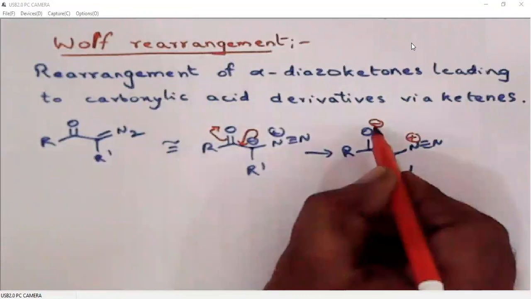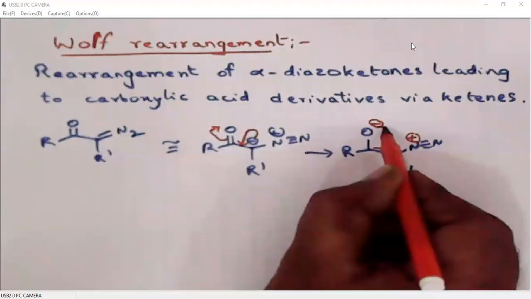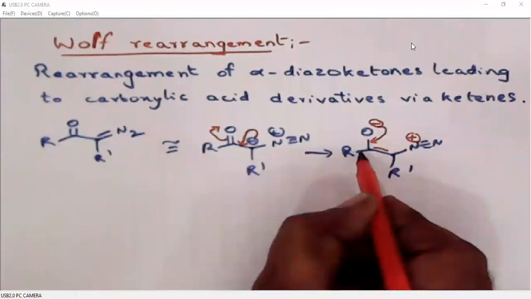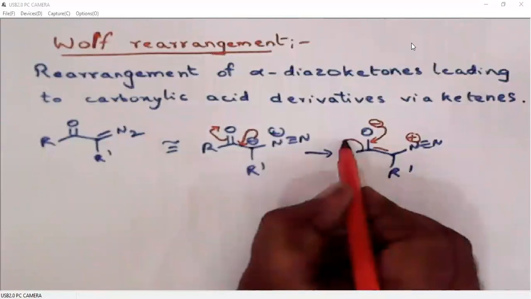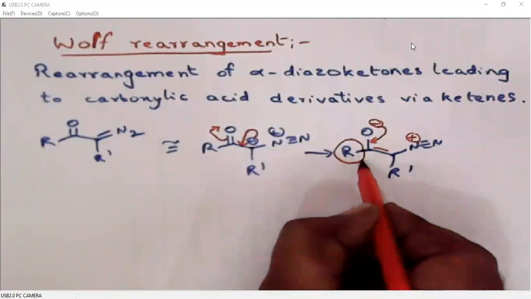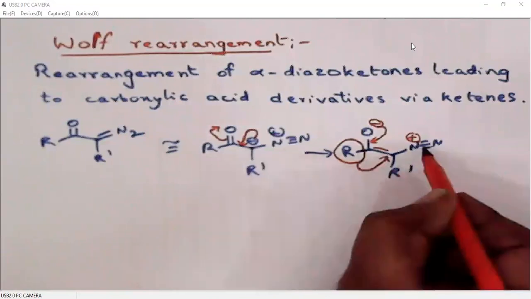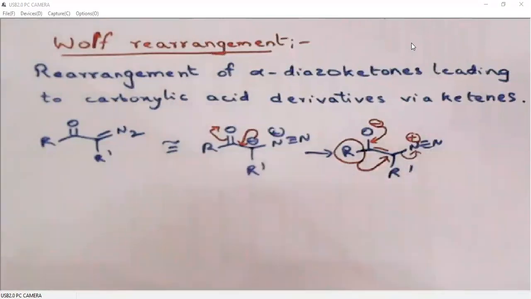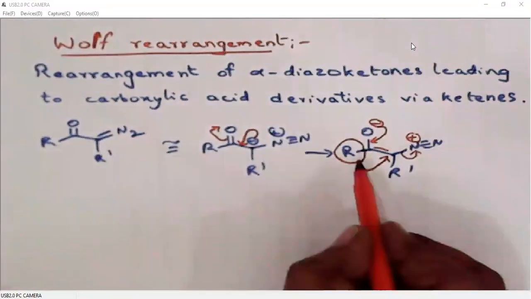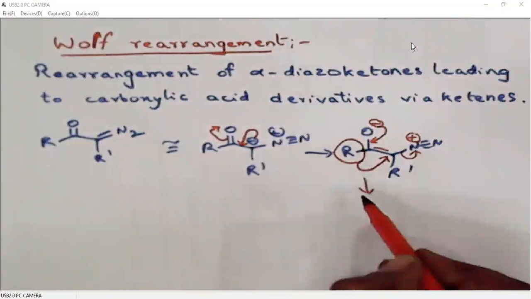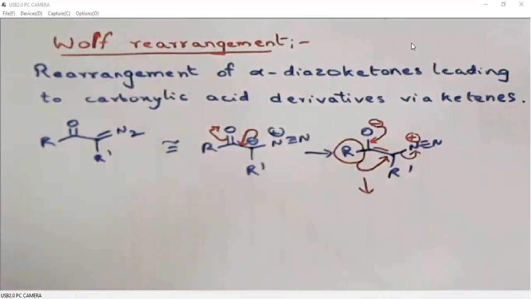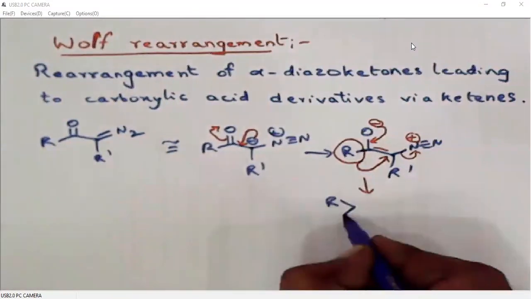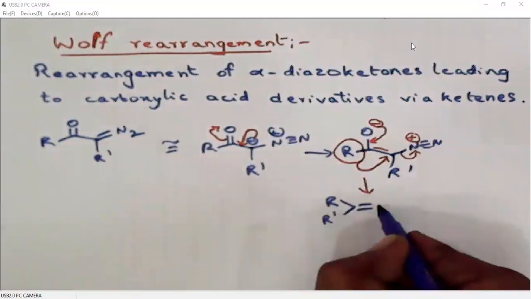Then when it polarizes back, what will happen? We don't have any other possibilities here. This alkyl group will undergo migration to this carbon because we have a good leaving group here. Nitrogen is a good leaving group. So this alkyl group will migrate, and we are generating a ketene.